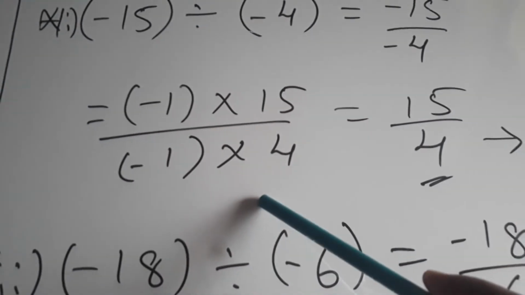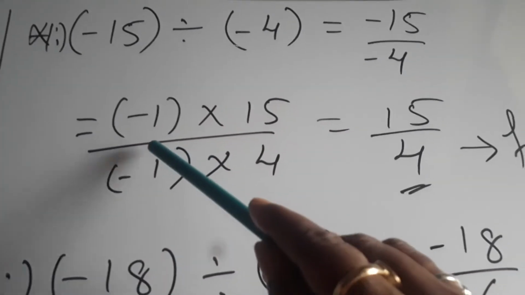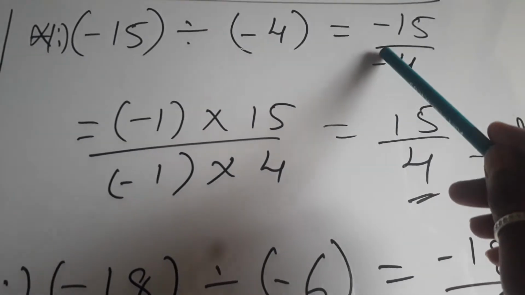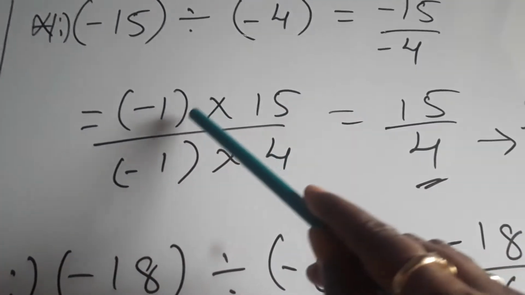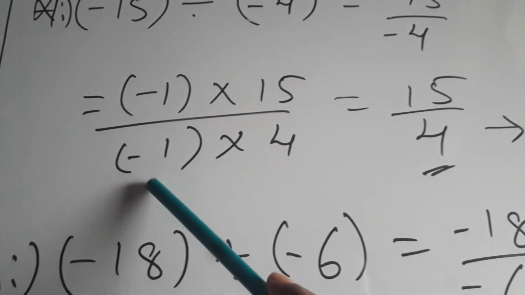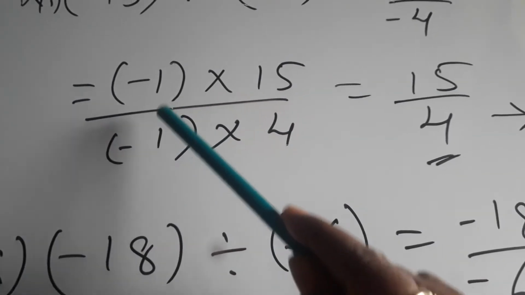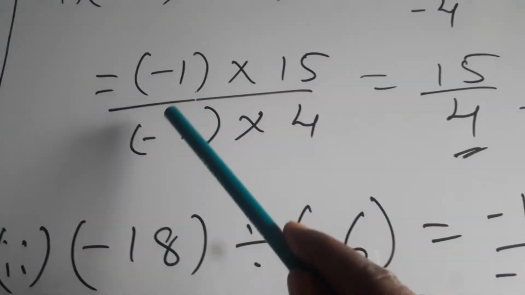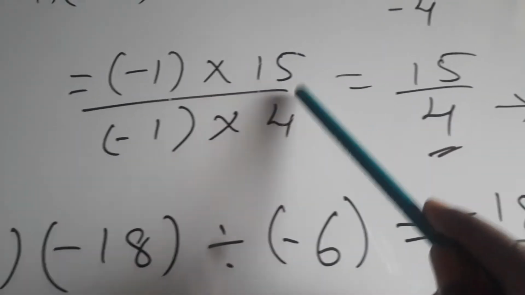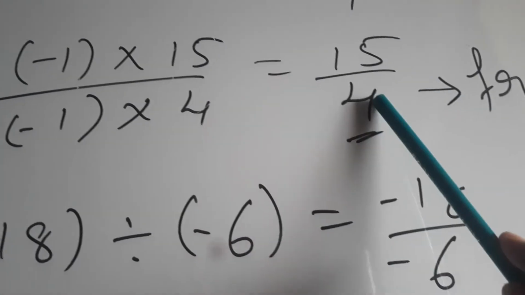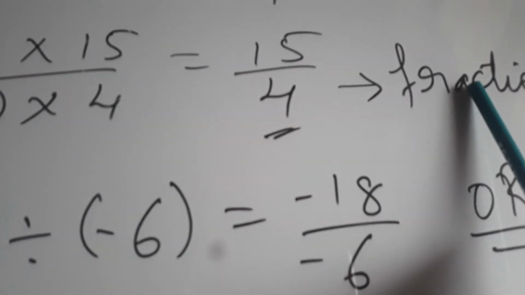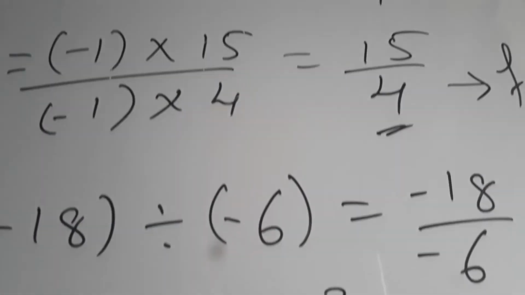If you want an explanation, you could write it like this. Minus 1 into 15, you are separating the minus sign, that's it. Minus 1 into 15 upon minus 1 into 4. So minus 1, even if you divide, it will get cancelled. So you are left with only 15 upon 4. And 15 upon 4 is a fraction, like our first rule.